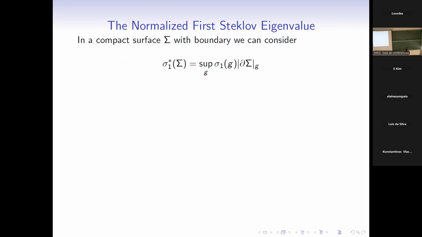Okay? And again, as in the other case, you can forget about the immersion and look at this eigenvalue problem. Your setting is a compact surface with boundary. You give a metric, you look at the first non-trivial Steklov eigenvalue, and here you just need to multiply by the length of the boundary, so that the scaling won't always give you infinity. And you ask the same question, whether this quantity is finite or not.